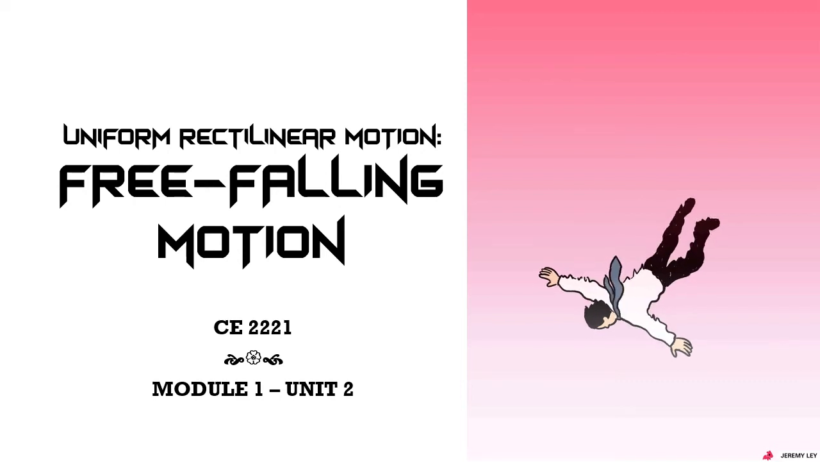Today we're going to discuss another part of uniform rectilinear motion, and we'll be focusing on free falling bodies. So before we go over some examples of free falling body, let us review again what is free falling body from what we have learned from physics and from what we have discussed already in the previous lectures.